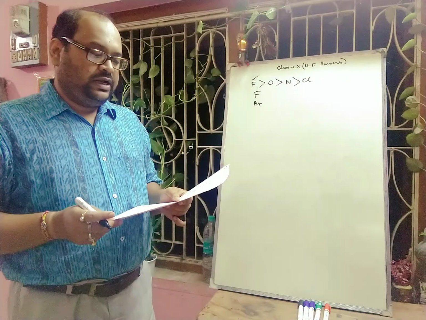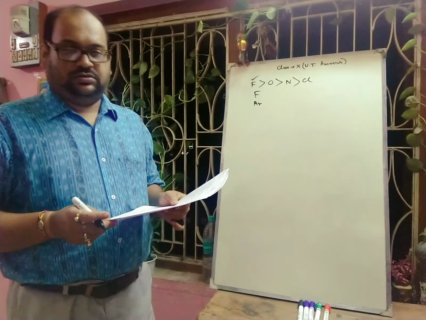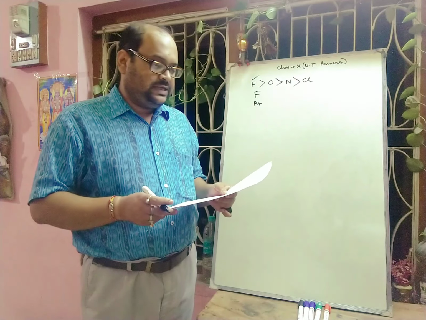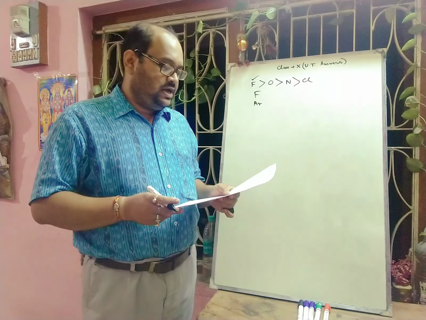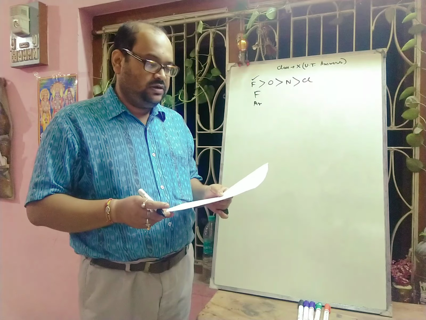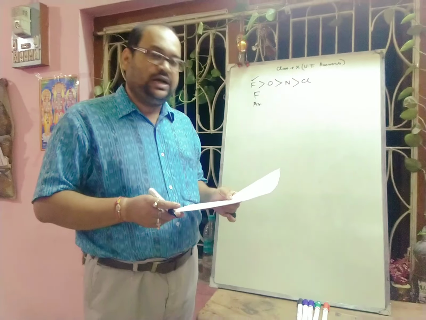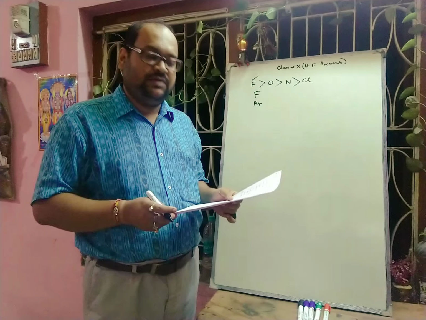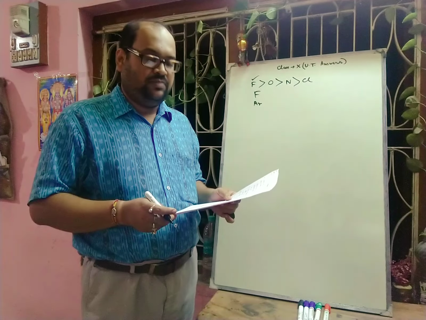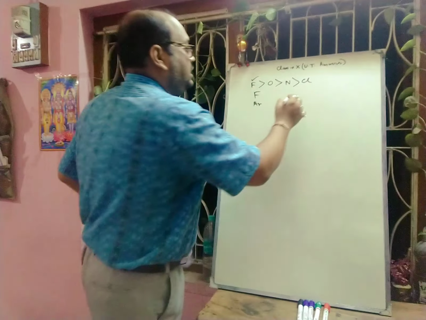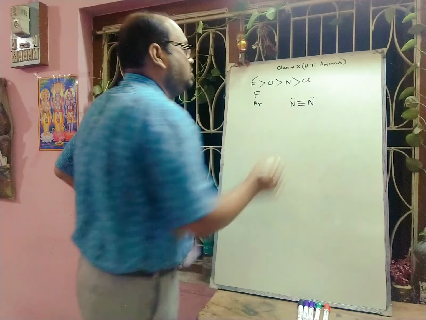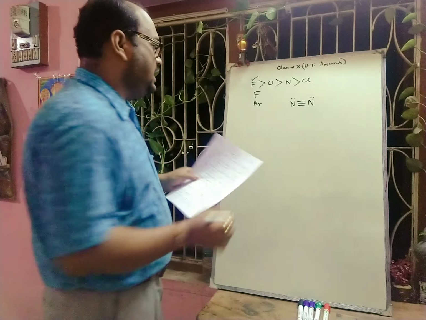The next question: the molecule containing a triple covalent bond between two atoms. The first option is ammonia. In ammonia, all hydrogens are attached to nitrogen by single bonds. In methane, hydrogens are attached to carbon by single bonds. Next is water. Here also hydrogens are attached to oxygen by single bonds. But in nitrogen, there is a triple bond between the two nitrogen atoms. So your answer will be option D, nitrogen.